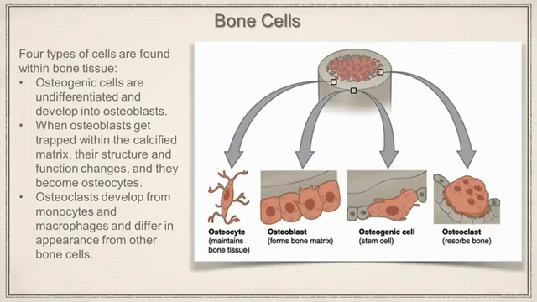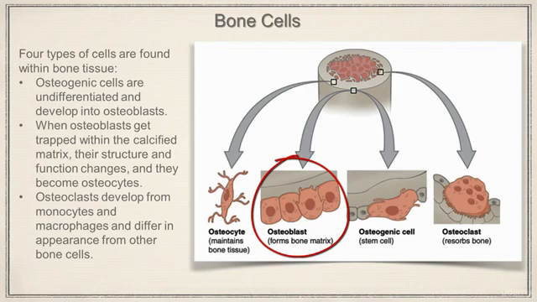In this lecture, we're going to look at bone cells. Now, there's four different types of cells that are found within bone tissue. First, we have the osteogenic cells, and these are undifferentiated, and they're going to develop into osteoblasts. We'll get into each of these cells in a little more detail in just a little bit.